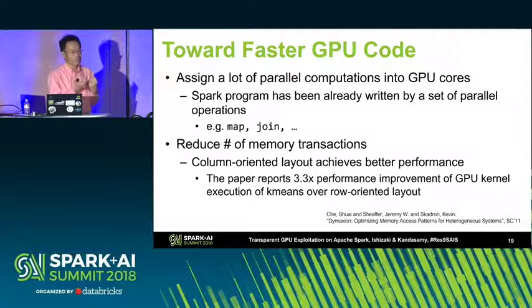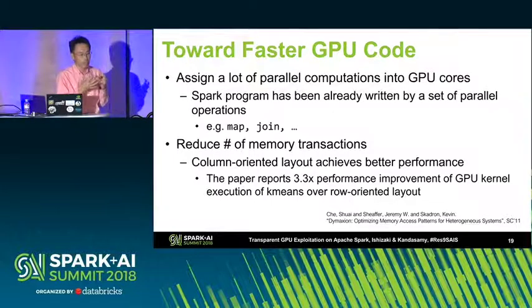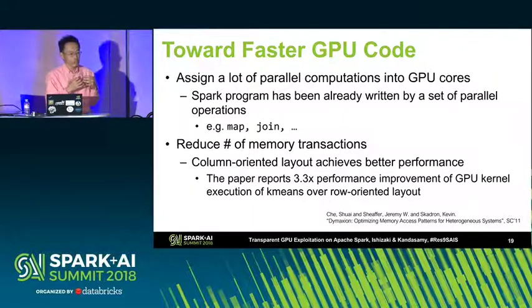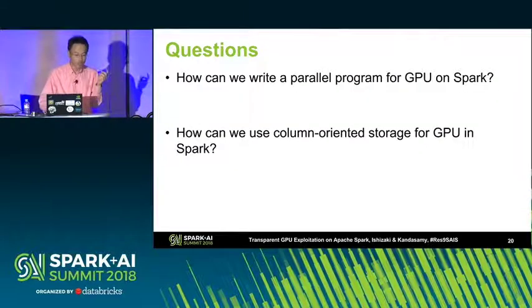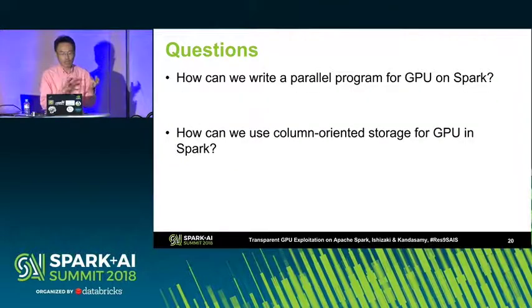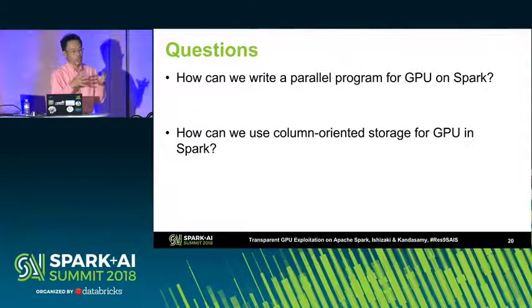Second, columnar storage can achieve better performance on GPU. An existing paper already proves this for the k-means case. The columnar storage approach can achieve 3 times faster performance compared to row-oriented storage. Here we have 2 questions. How can we write a parallel program for GPU? How can we use columnar storage for GPU in Spark?